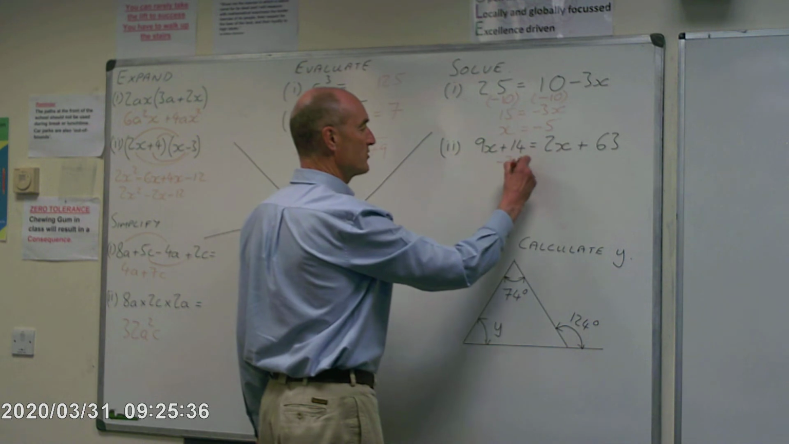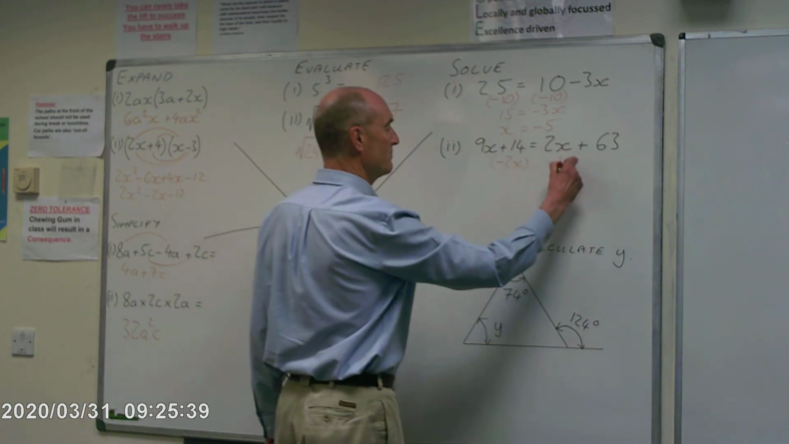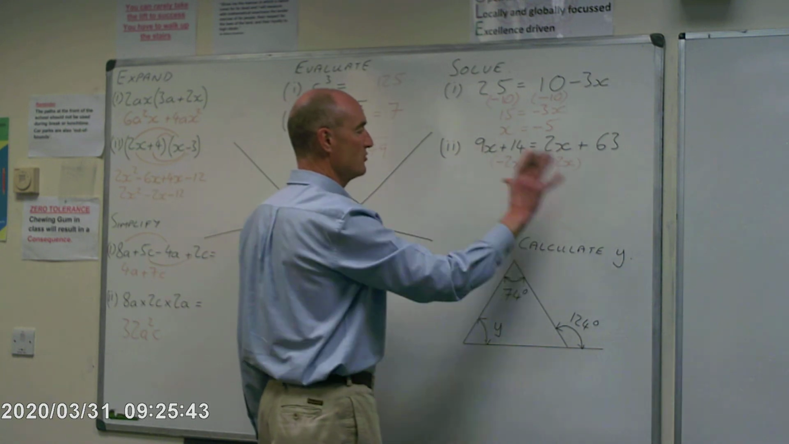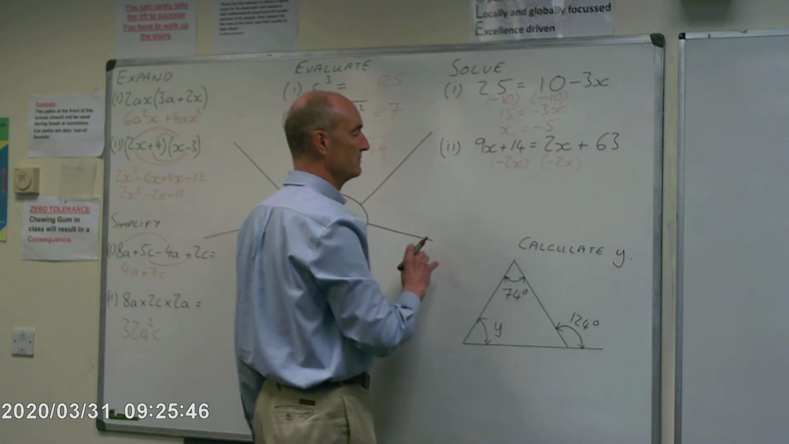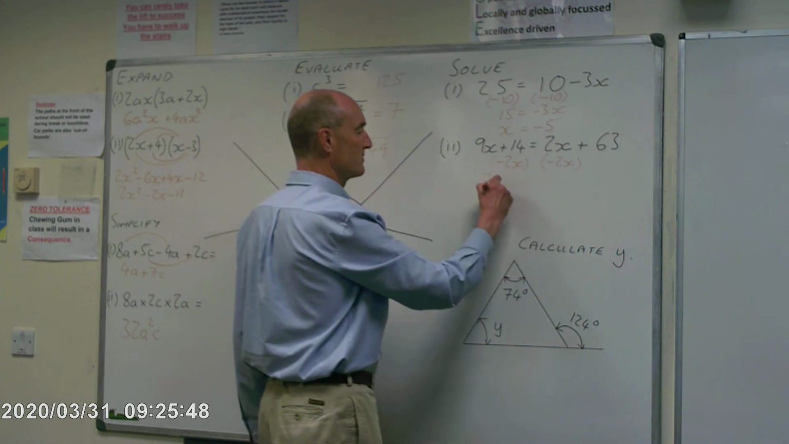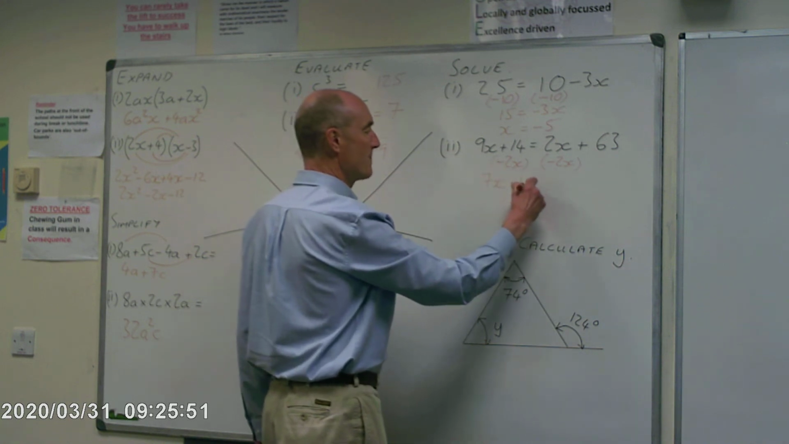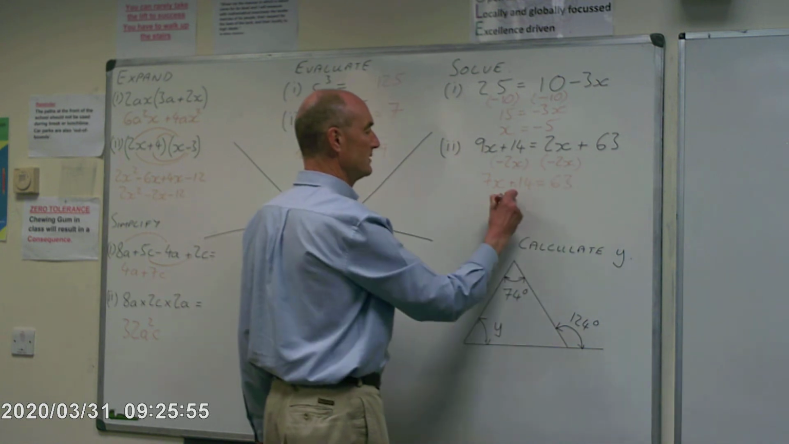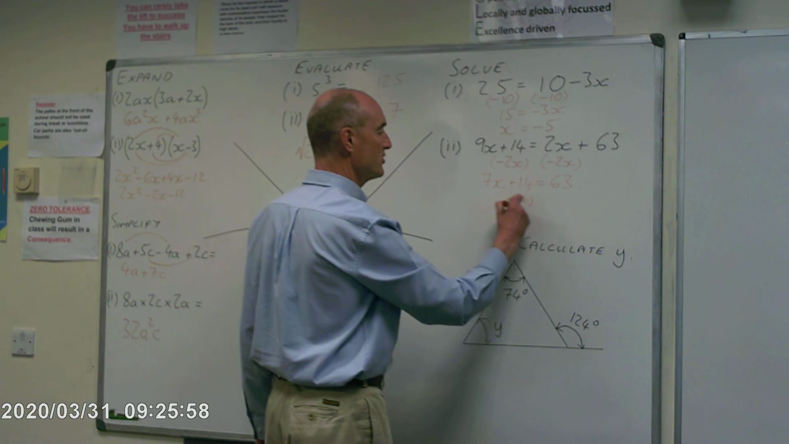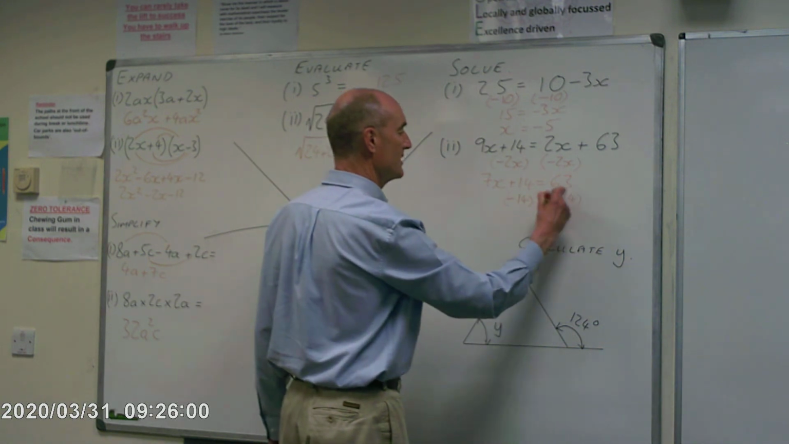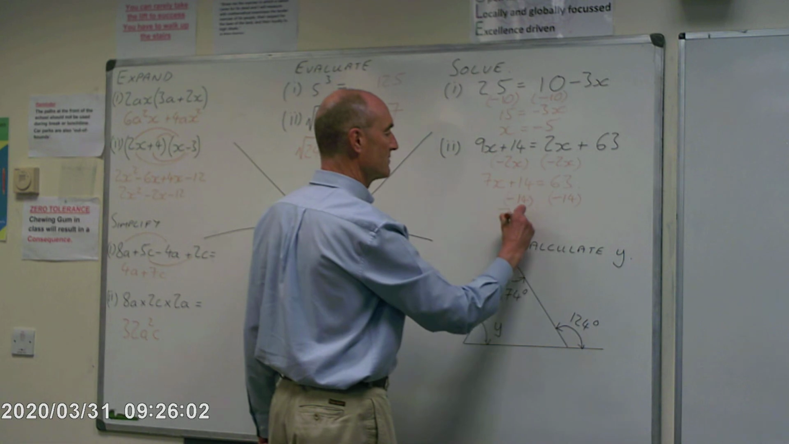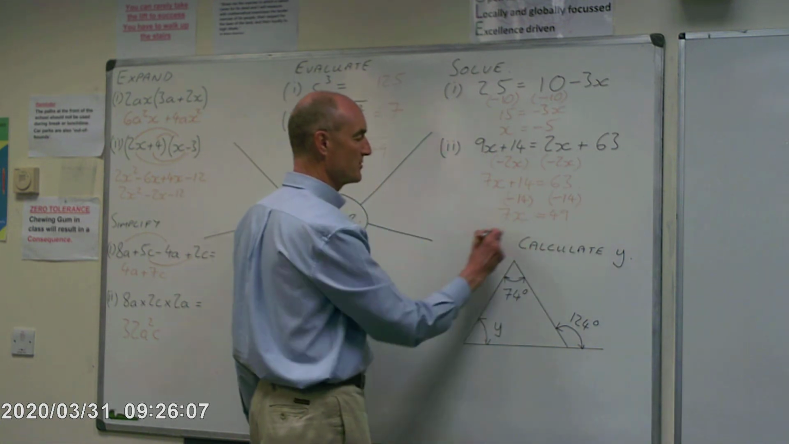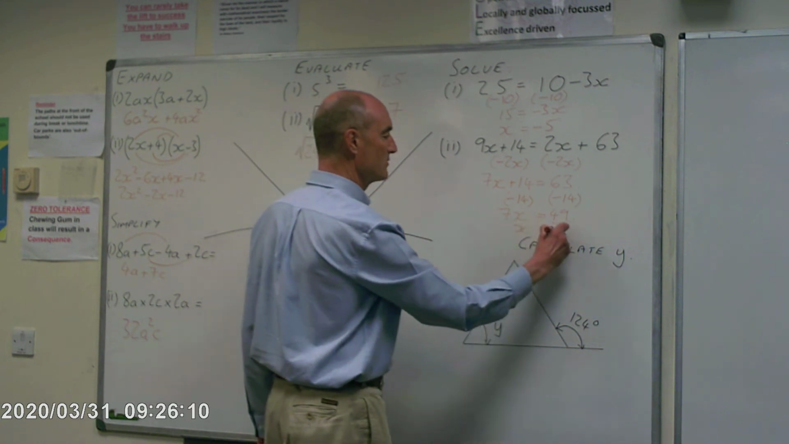Take away 2x from both sides. Balancing both sides: as long as you do the same thing to the left-hand side as you do to the right-hand side, you're not changing the overall value of the equation. So we've got 7x plus 14 equals 63. Subtract 14 from both sides. We're trying to get that x on its own again. So 7x equals 49. Divide both sides by 7. x equals 7.